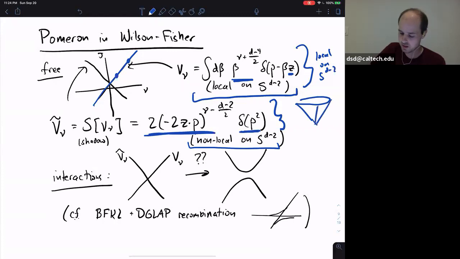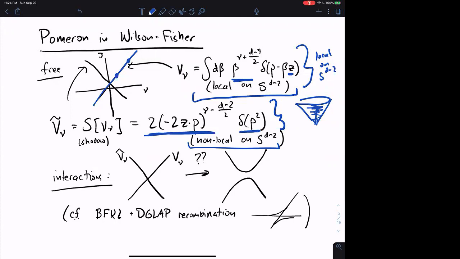The shadow transform takes a ray and smears it out over the null cone. So we have these two things. In the free theory, the trajectories seem to just pass through each other. Even though the shadow thing is non-local, the weighting is such that it's still labeled by a point. It's still labeled by an x mu.